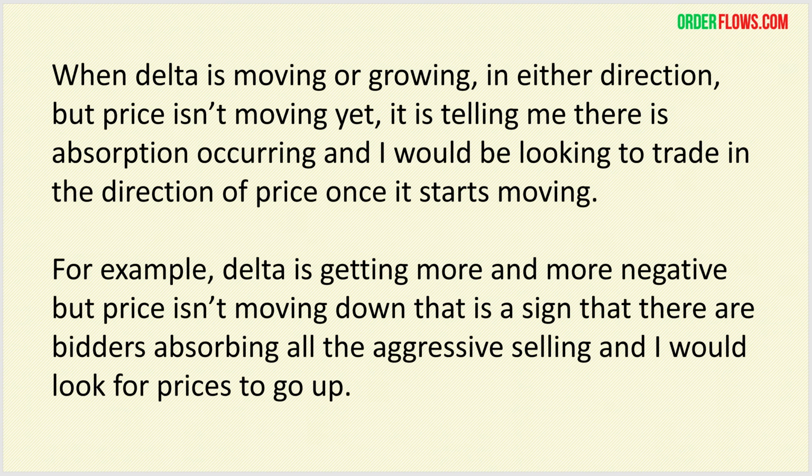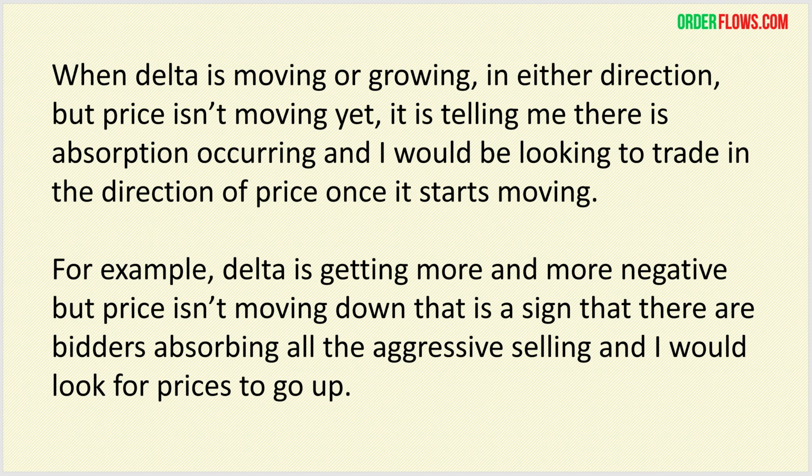Now, when Delta is moving or growing in either direction, but price isn't moving yet, that's telling me that there's absorption occurring, and I'll be looking to trade in the direction of price once price starts moving. Now, for example, Delta is getting more and more negative, but price isn't moving down, right? Why isn't price moving down? Because bidders are absorbing all that aggressive selling. And what I would be looking for is prices to go up once that selling ceases.